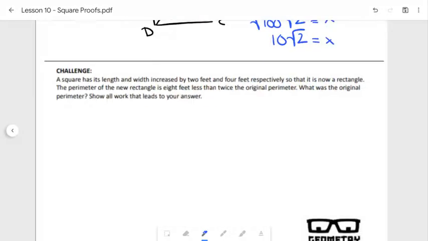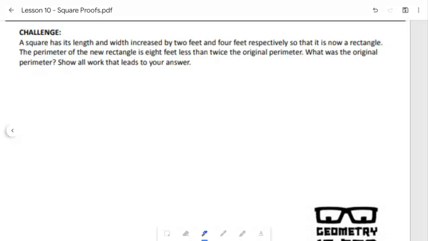So this last one's a challenge question. You don't have to do it, but if you want to give it a try, we'll do it tomorrow in class or next time we see each other. So if you want to do this one, try it. If not, no worries, but this one is going to be a little bit of a challenge. I want to see how you guys get there.